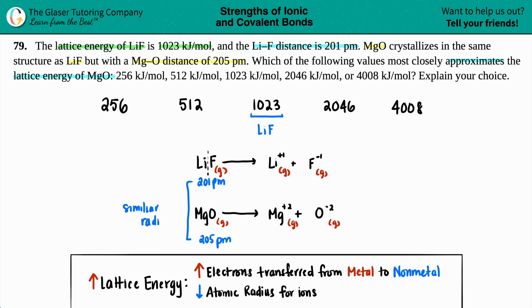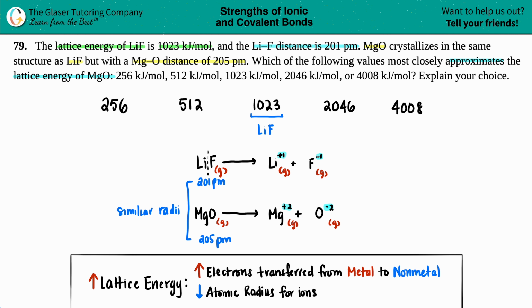So if you have similar radii, that's not really going to change your lattice energy. Only when you see a complete drop in atomic radius will that lattice energy rise, if we're dealing with a positive lattice energy. But now, the only thing that matters here is how many electrons are transferred from the metal to the nonmetal. Well, it all comes down to those charges, the plus 1, the minus 1, the plus 2, and the minus 2.